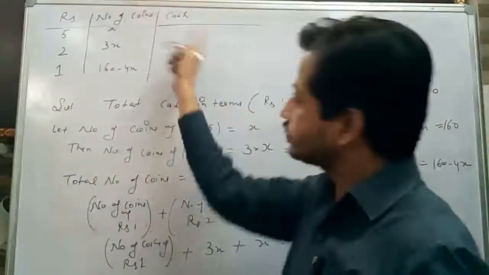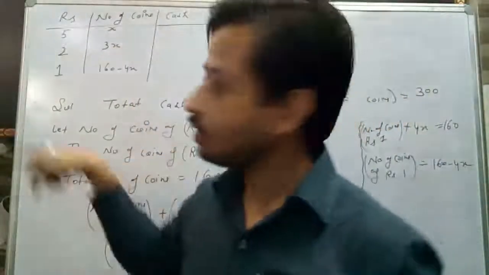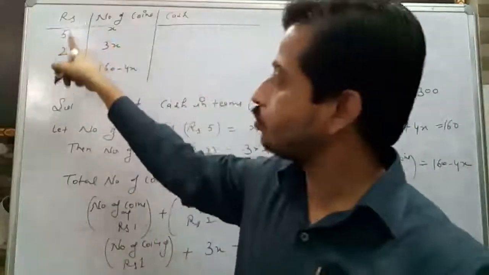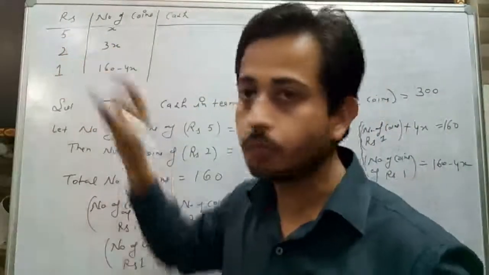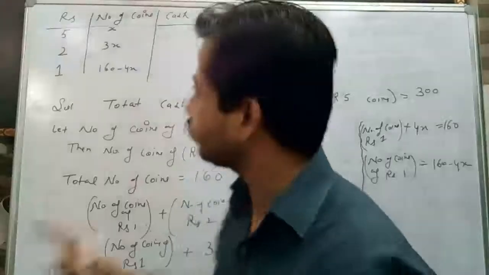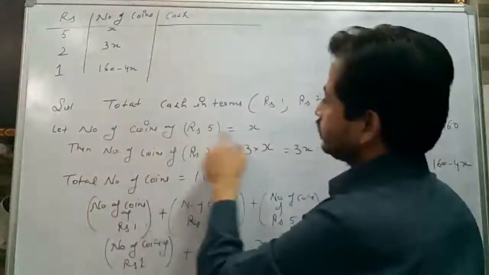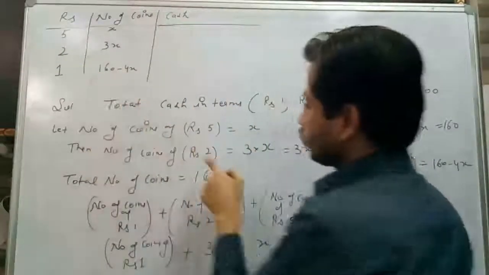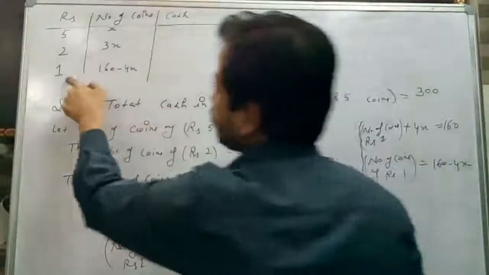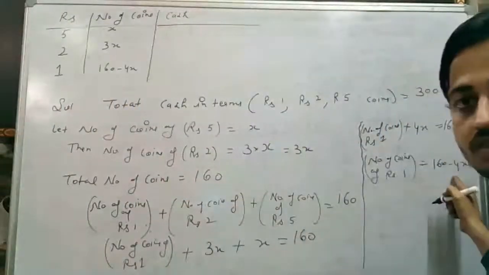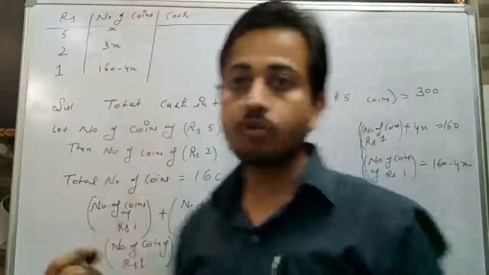So I rub the statement. I make a table of 5 rupees coins, 2 rupees coins and 1 rupees coins, and the number of coins we already know. The number of coins of 5 rupees is x. The number of coins of 2 rupees is 3x. And the number of coins of rupees 1 is 160 minus 4x. Now we have to find the cash.